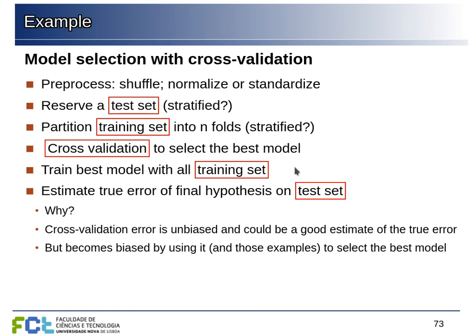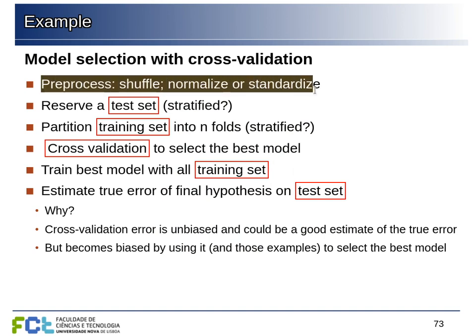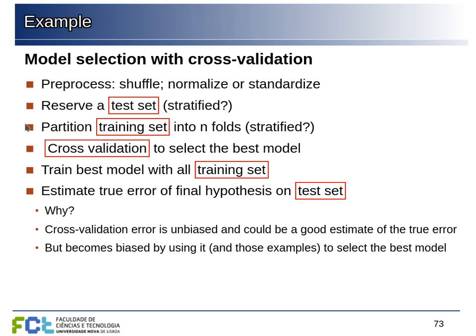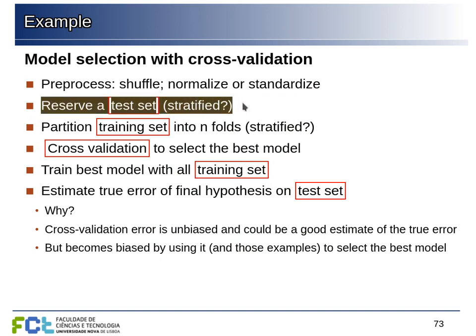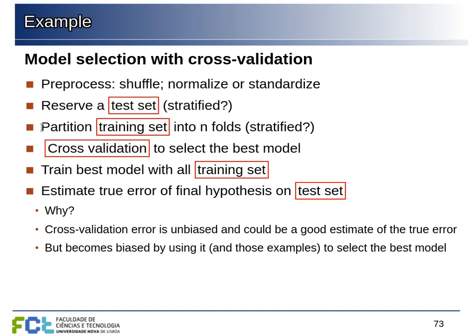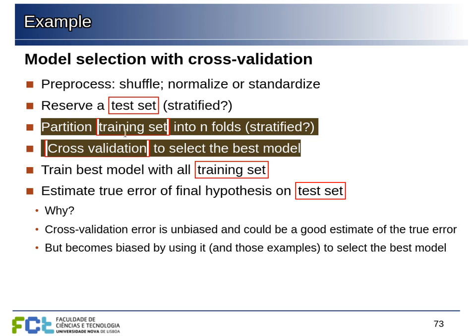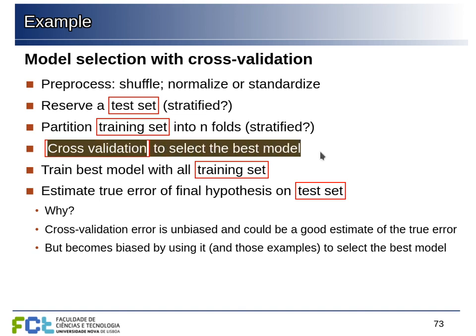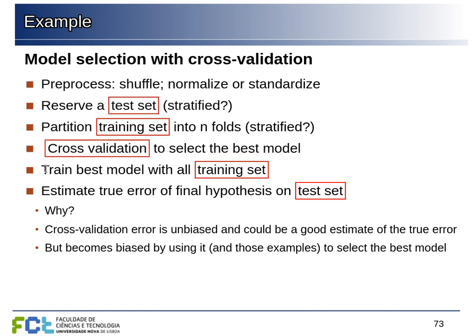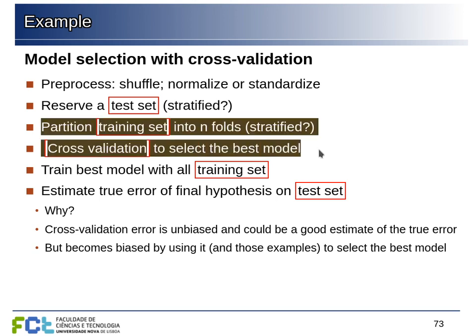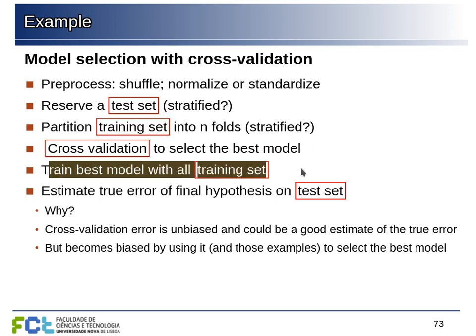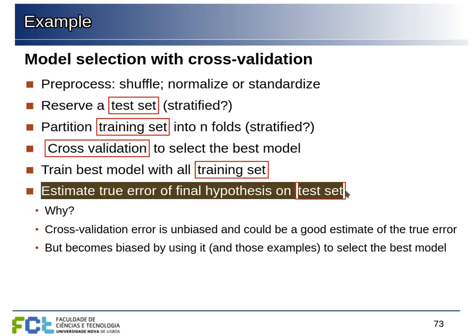Okay, so basically what we do is we do our pre-processing first: shuffle, normalize, standardize, and so on. We reserve a test set for the end to get an unbiased estimate of the true error. And now we're going to do cross-validation on the training set. We partition the training set into a number of folds, and we do cross-validation to select, in this case, the best model. And now we're going to train. After we select the best model, we are going to train it using the complete training set, so we no longer consider these partitions.